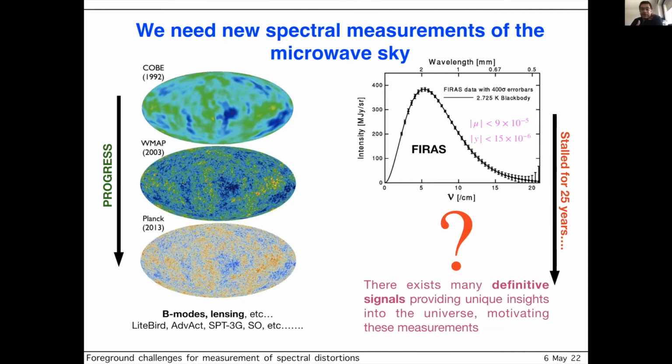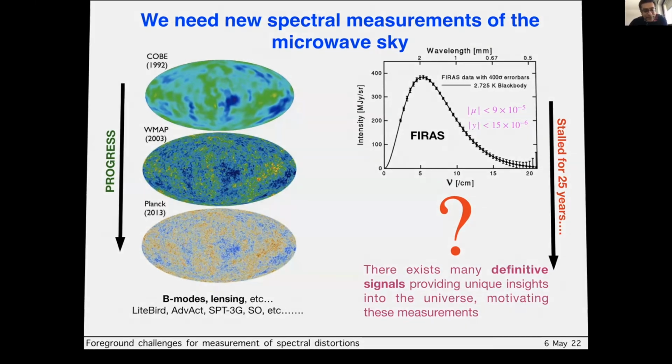Now, this has been done before, by FIRAS, which not only measured the black body, but also put limits on the amplitude of these mu and Y type distortions, and these are quoted over here. So there are definitive signals which provide unique insights, and which definitely motivate the measurements. And with the aim of being slightly provocative, this is unlike B modes, where there is not a definitive signal, and you may not necessarily learn anything by chasing primordial B modes. But that's for a separate discussion.